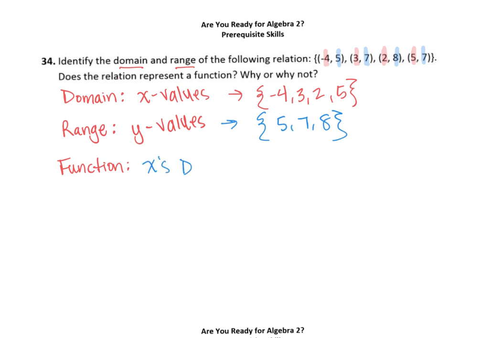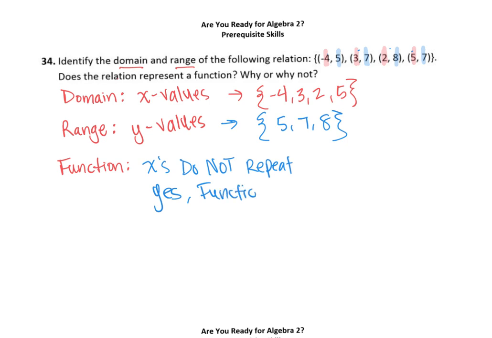Now, function is a special type of relation in which it's only a function if x's do not repeat. Remember, I told you guys that if your ex kept showing up, your ex-girlfriend, your ex-boyfriend, you'd be getting in trouble. You wouldn't function very well. So functions, we don't want our x's repeating. We don't want it showing back up. So we only look at the x values in here in red, negative 4, 3, 2, and 5. Because those were all different, then yes, this is a function.